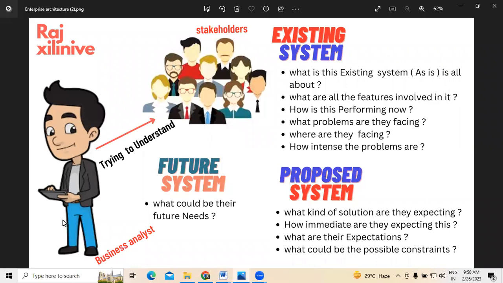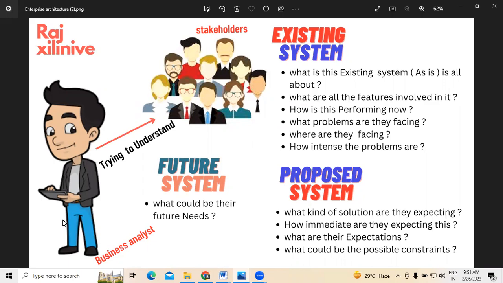Next, how intense the problems are, because if you know about the intensity of the problem, you will be knowing how fast this project or solution is to be provided. So first of all, we have to study the as-is system, which is called the existing system. That has to be identified. Point number one. So once you have studied the existing system, the next you need to study the proposed system.